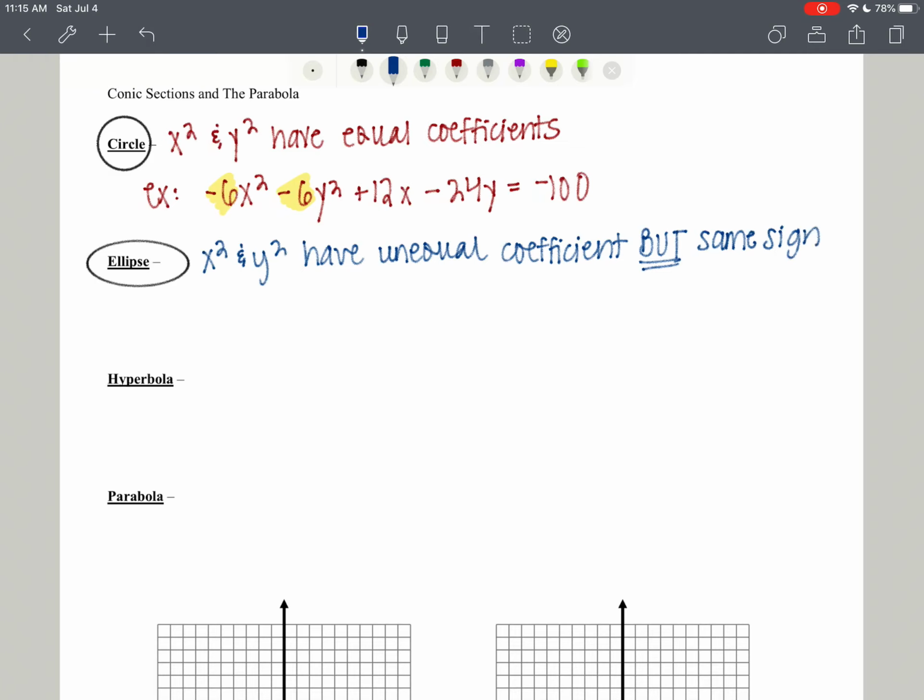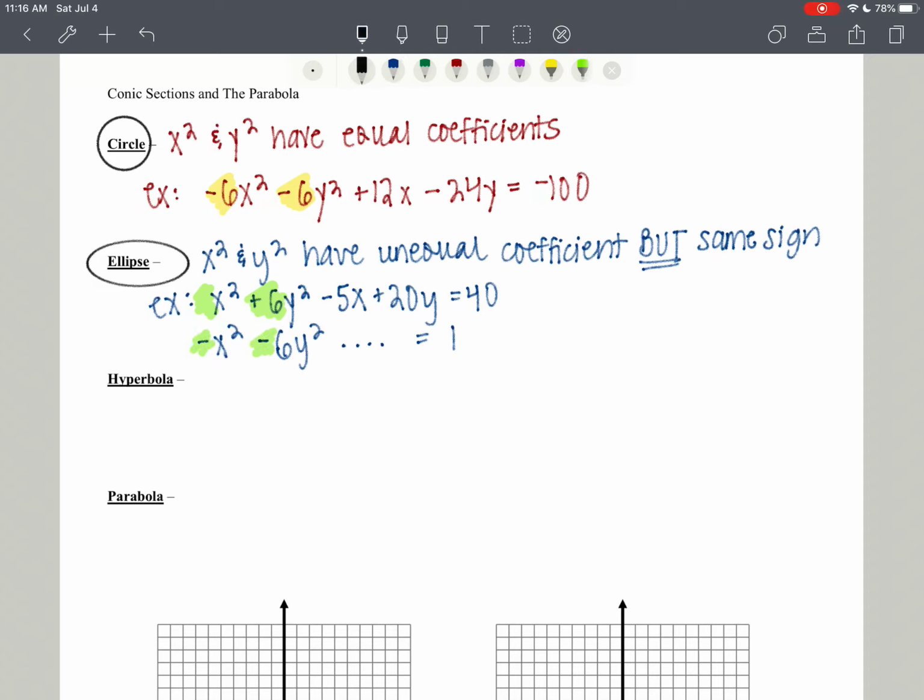So I'll give you a couple of examples so that you can see. x squared plus 6y squared minus 5x plus 20y equals 40. So here's our unequal coefficients, 1 and positive 6, but they have the same sign. Now if they're both negative, another one would be negative x squared minus 6y squared equals 1. It doesn't really matter what the rest is as long as your quadratic terms have unequal coefficients and the same sign.